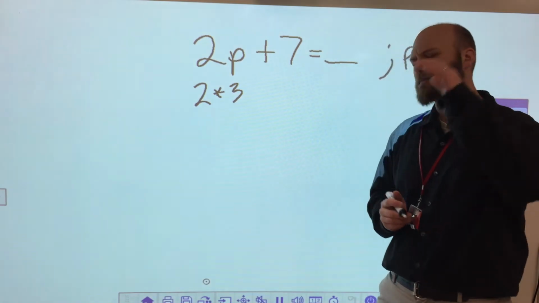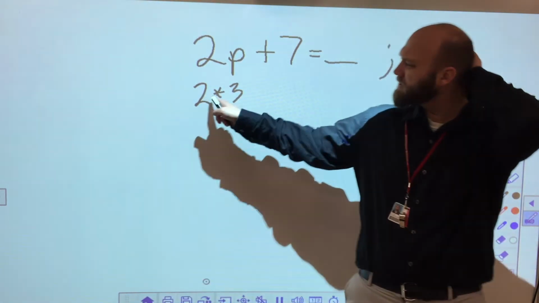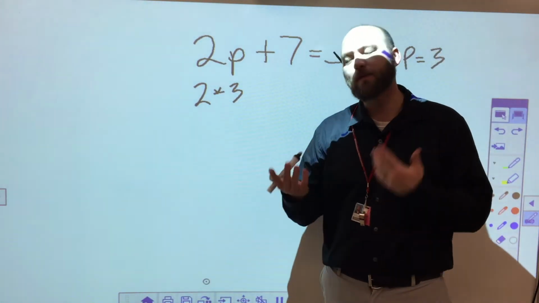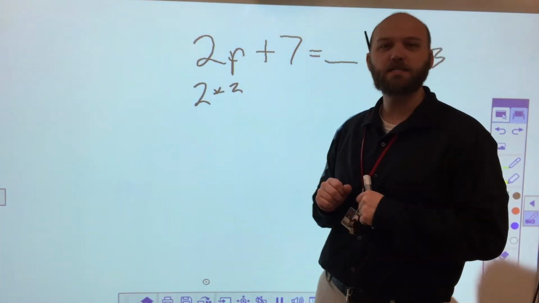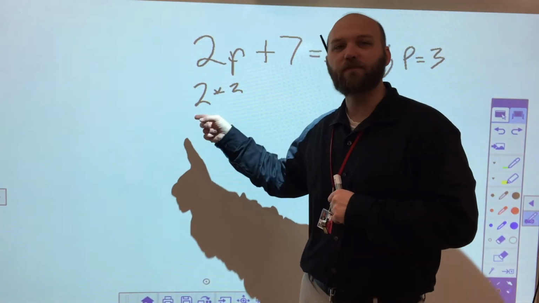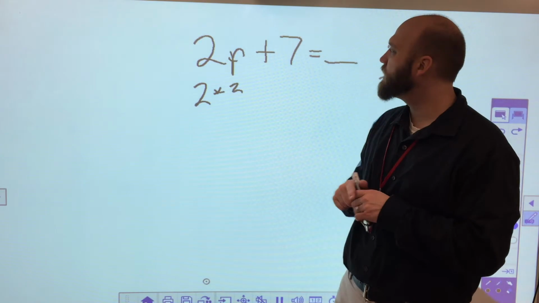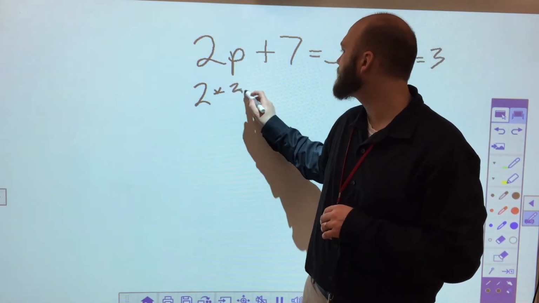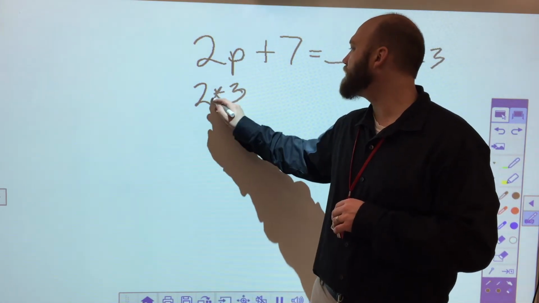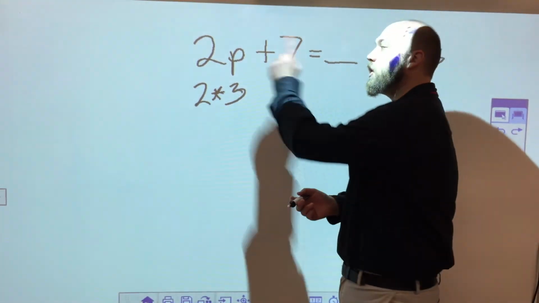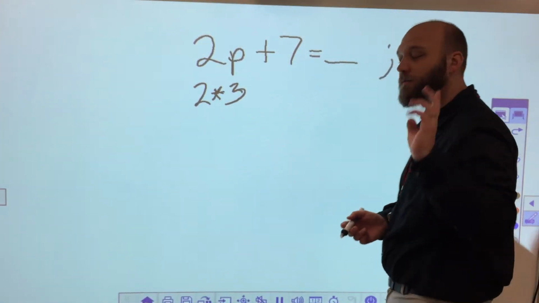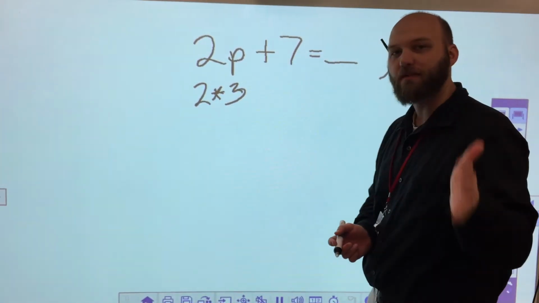Now p is equal to 3, so this becomes 2 times 3. And you might say, well, Mr. W, wait a minute, I don't know where this multiplication sign showed up. Well, think of it this way. Whatever p is, I have 2 of them. So now that we know that p is equal to 3, I've got 2 of them, so I need to multiply. This always implies multiplication when I have a coefficient and a variable together, right?